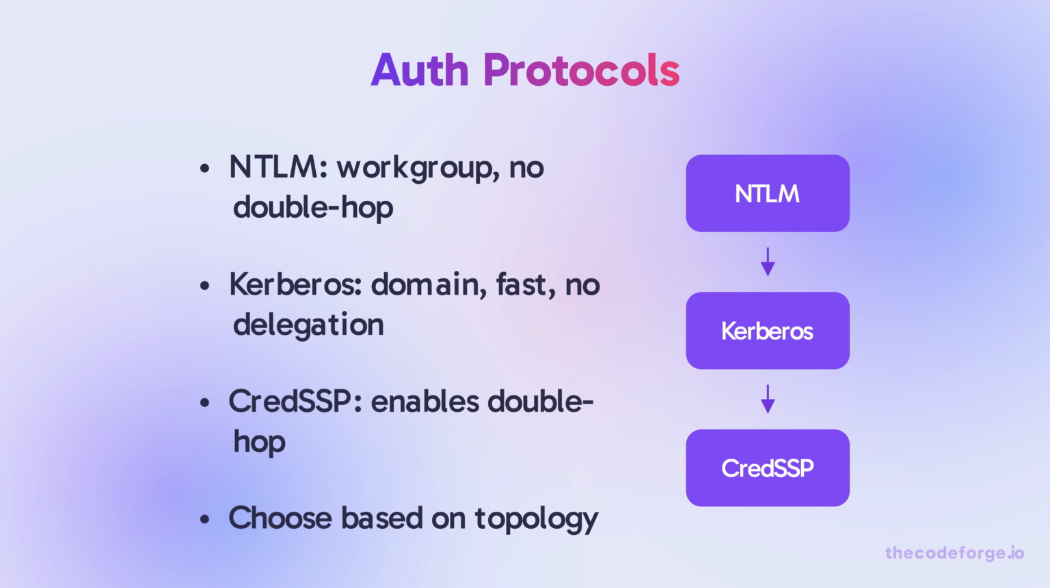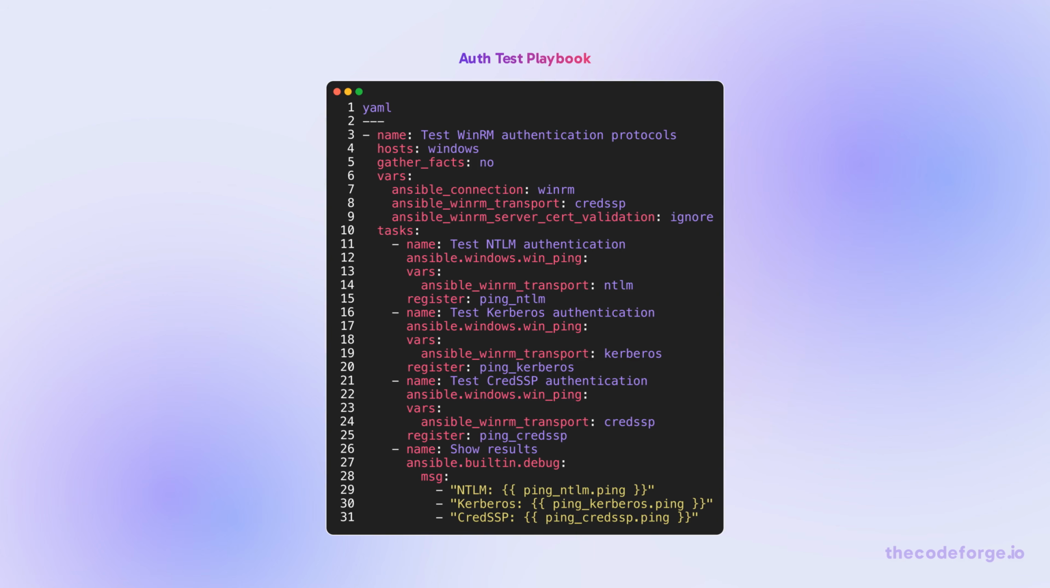Ansible supports 3 main authentication transports. NTLM works for workgroup and simple setups. Kerberos is faster but requires domain-joined hosts. CredSSP enables credential delegation for double-hop scenarios. This playbook tests all 3 authentication protocols by overriding the transport variable per task. It pings each and displays the results.